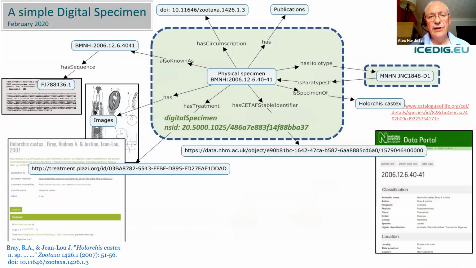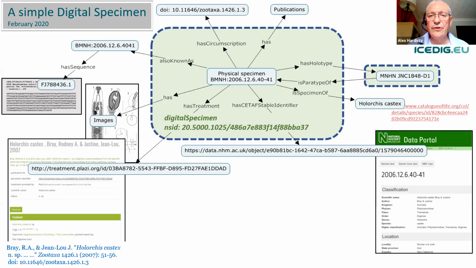Here's a simple example of a digital specimen in illustrated form. At the top middle of the screen, in the little blue box, you can see a physical specimen that has the catalogue number BMNH 2006 12 6 40 41. This is a physical specimen in the Natural History Museum in London. It is a paratype and it has a holotype of a corresponding specimen in the French Natural History Museum in Paris with the catalogue number JNC 1848 D1.